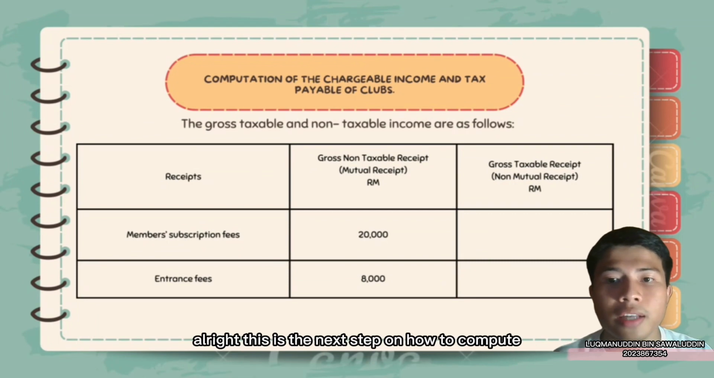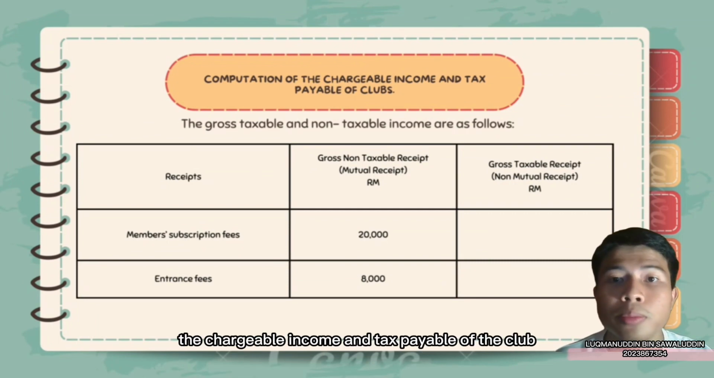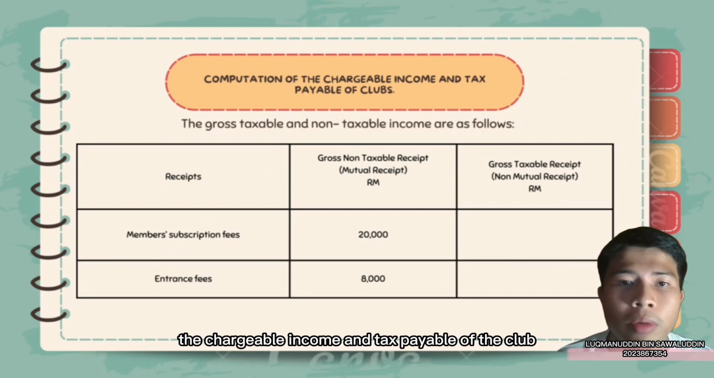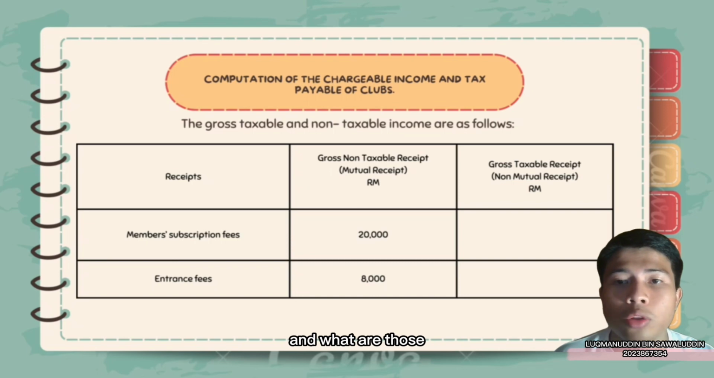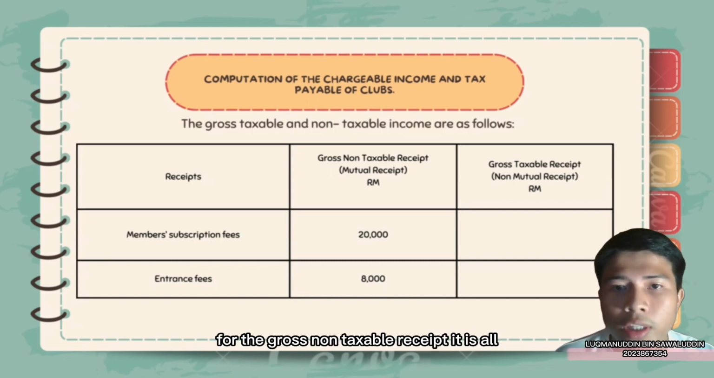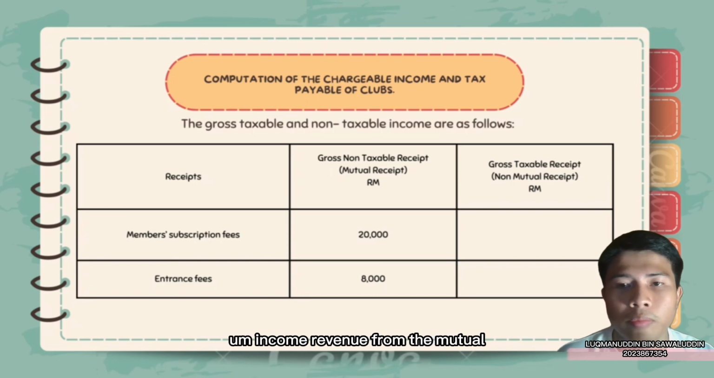Alright, this is the next step on how to compute the chargeable income and tax payable of the club. We need to determine what are those gross non-taxable receipts and what are those gross taxable receipts. For the gross non-taxable receipt, it is all income revenue from the mutual, which is from the members. And the gross taxable receipt is all those income derived from non-members.